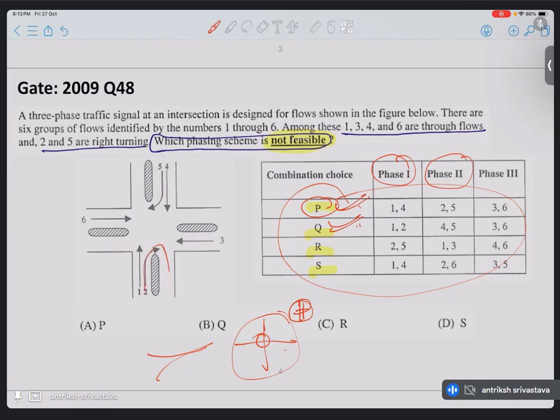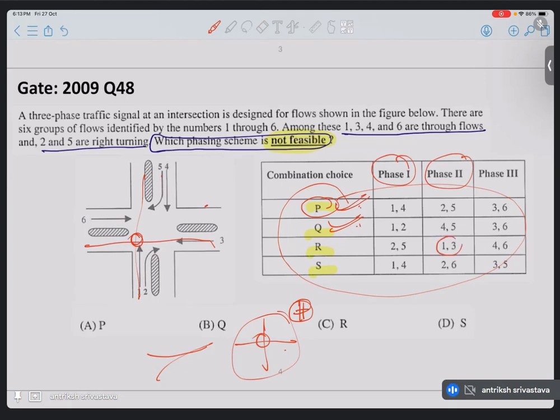We have two, let's say, okay, this person is going right or left, we don't know. Let's put both. We have 2 and 5. Okay, no conflict here. And what is in the second phase? 1 and 3. Okay, so we found out the conflict.